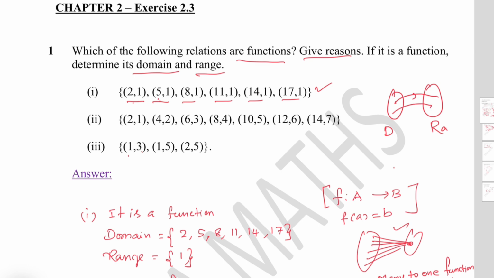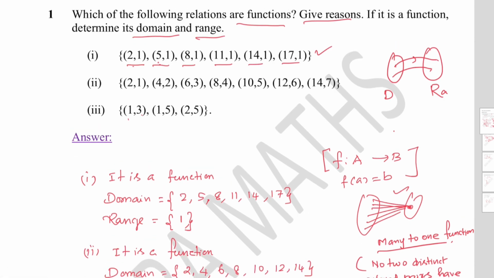But it should not have two different images. That means the first element should be different. Here it satisfies the condition that no two distinct ordered pairs have the same first element. So it is a function, and the domain is the set of all the first elements: 2, 5, 8, 11, 14, 17, and the range is the set of all the second elements. Here only one second element is there. So this function is called a many to one function. All the many elements in the domain are related to only one element in the range or the codomain. So it is called the many to one function.